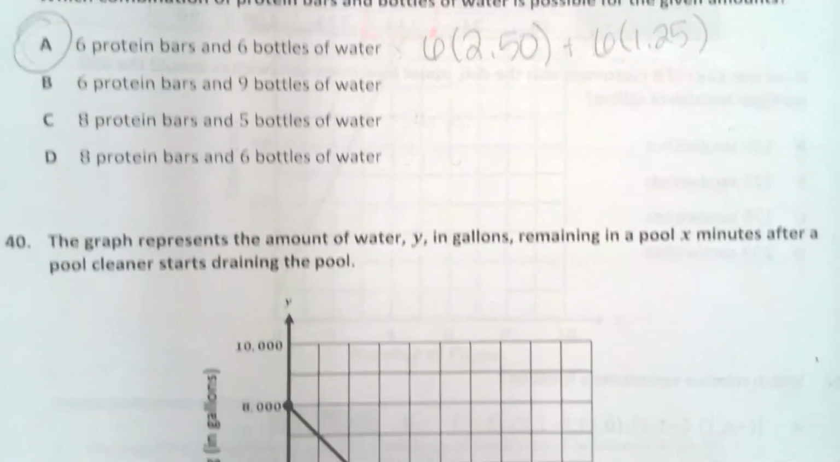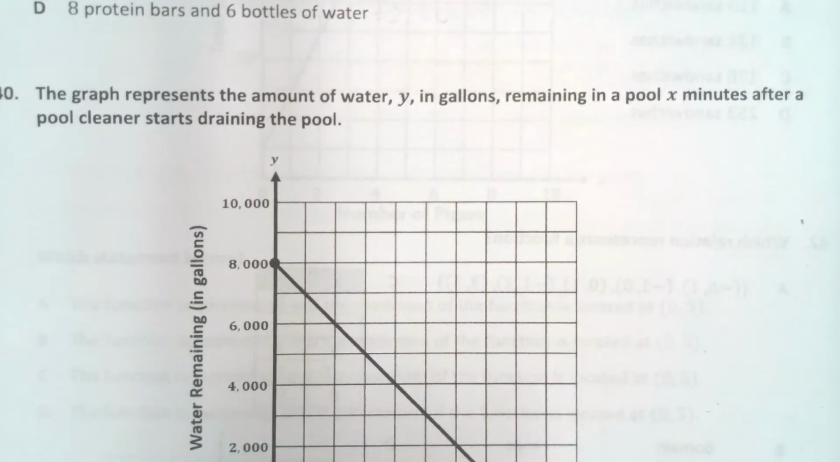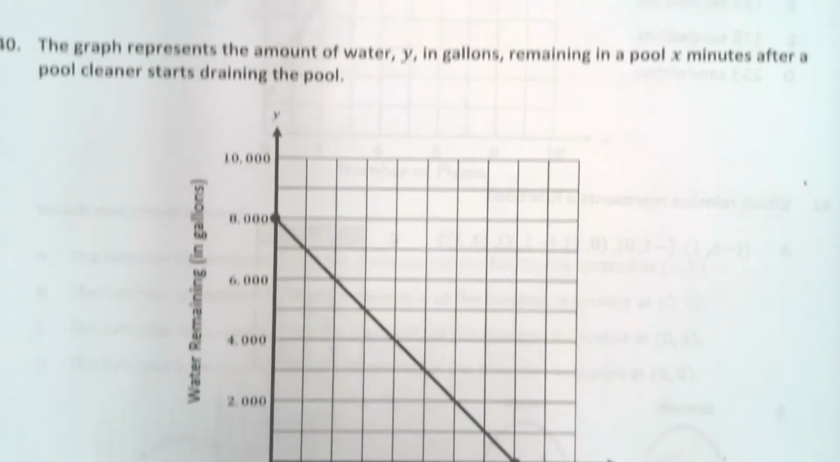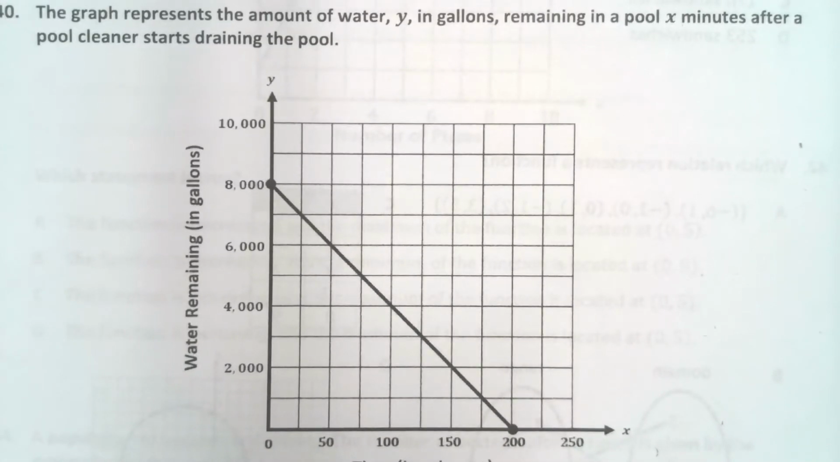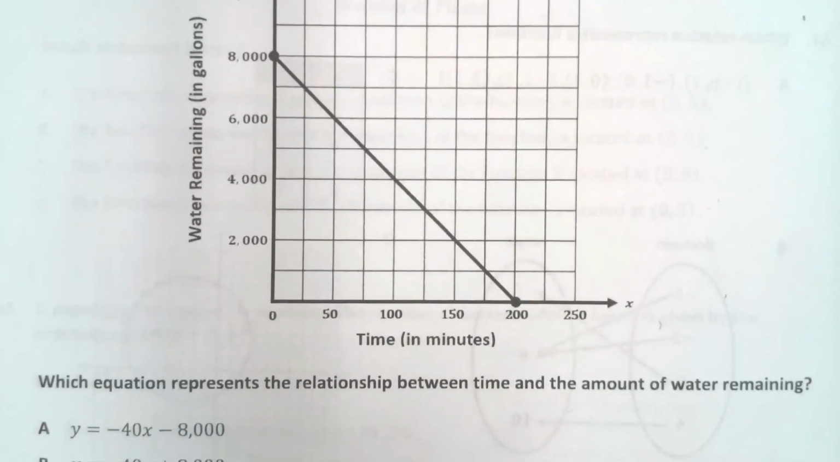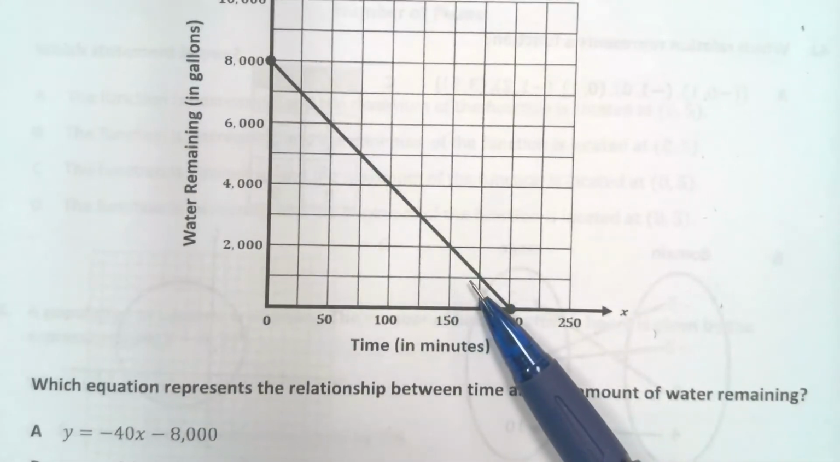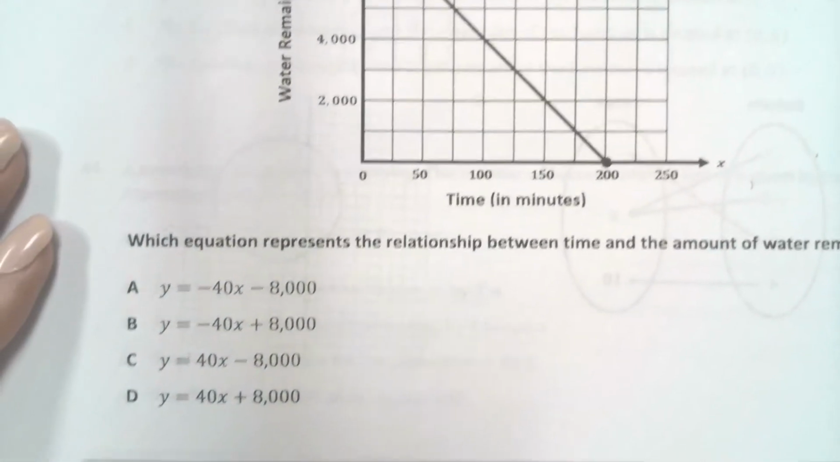Okay, number 40. 33 people got this one right. So they just wanted to know which expression or which equation represents the relationship between time and the amount of water remaining. Tell me what you know about this line. What can you see? It's going down. It's decreasing, which means my slope should be?